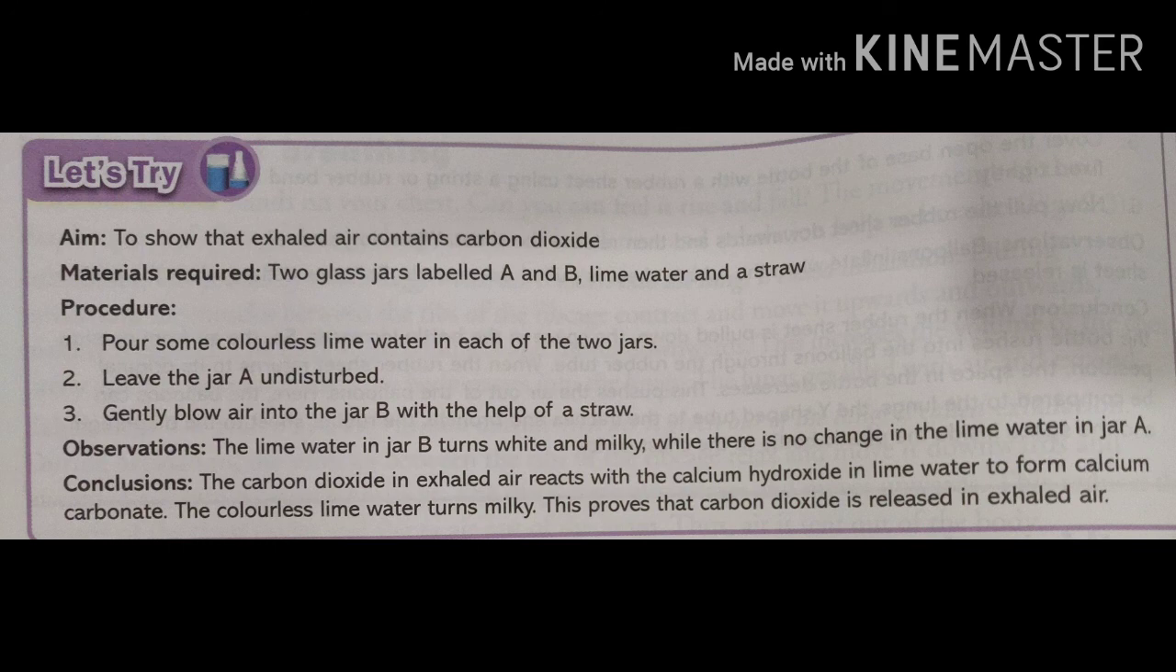Now what will we observe? We will see the lime water in jar B turns white and milky, while there is no change in the lime water present in jar A. So by this we conclude that the exhaled air contains carbon dioxide, because carbon dioxide reacts with lime water. Lime water contains calcium hydroxide, and when it reacts with carbon dioxide it forms calcium carbonate, and the colorless lime water turns milky.